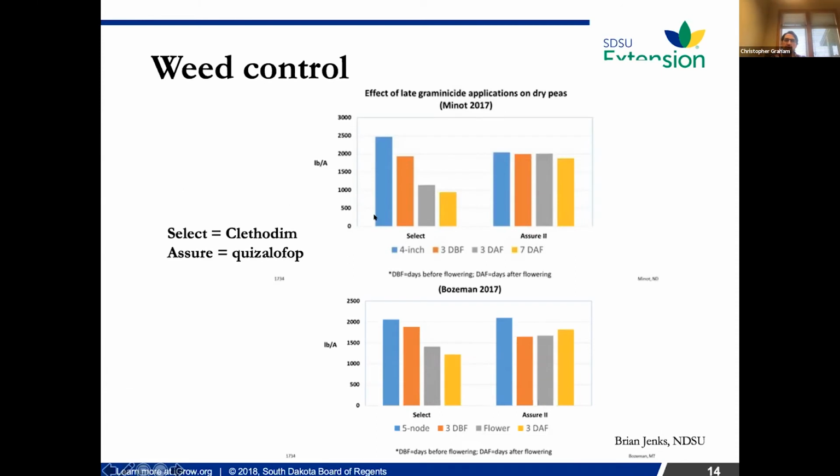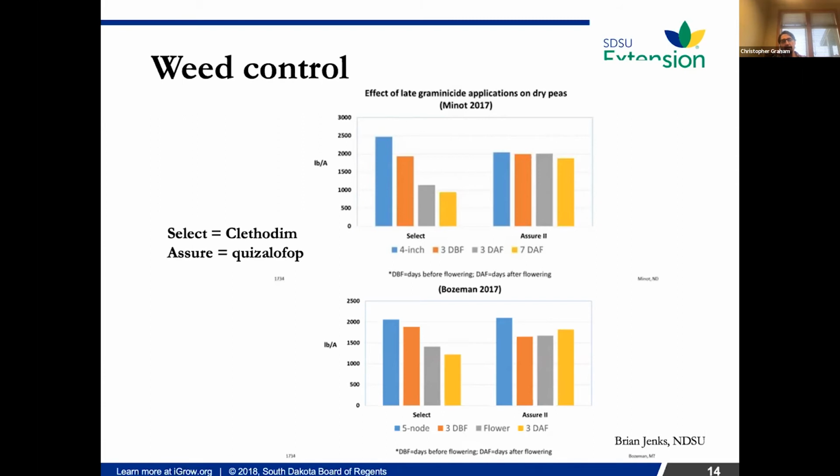So what this is showing is that they applied Select and they applied Assure to peas at different times. So one, when the weeds are at 4 inches. This orange one is they applied the Select 3 days before flowering, gray is 3 days after flowering, and then the yellow is a week after flowering. And the yield here is on the y-axis in both cases. Basically the pattern is Assure, generally pretty low or negligible differences in terms of yield. Negligible in the sense that it's not hurting the pea plant itself. However, when you look at that Select, even from 3 days before flowering, you still see almost 500 pounds difference in yield. And then of course, as you get outside of flowering, you see a lot of herbicide damage and pretty significant yield reductions there.